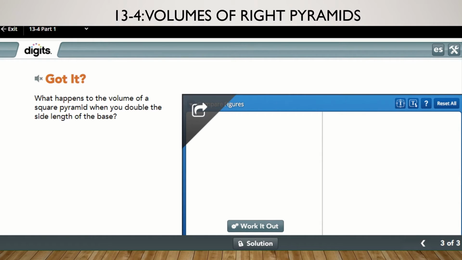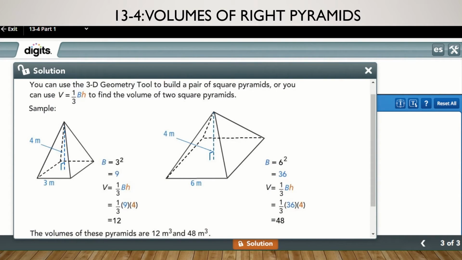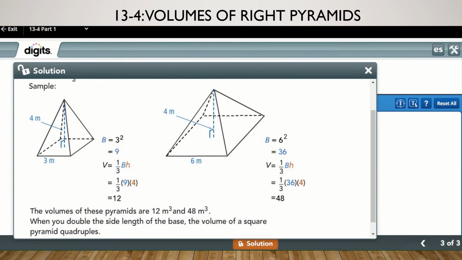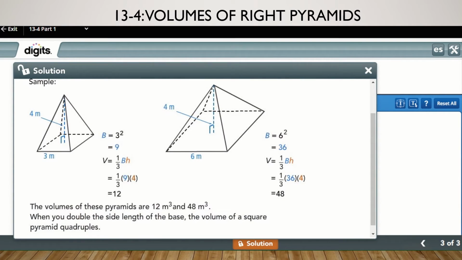Part 1, got it, 2 of 2. What happens to the volume of a square pyramid when you double the side length of the base? All right, here's an example to help you figure out this problem. We will use the same volume formula. Volume equals 1/3 area of the base times the height of the pyramid. Let's say the side length for the base was 3. We found out that the volume would be 12.